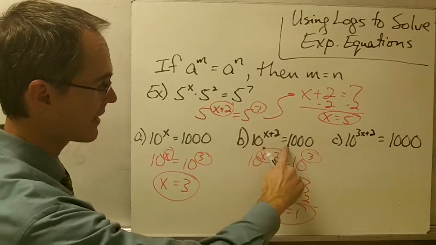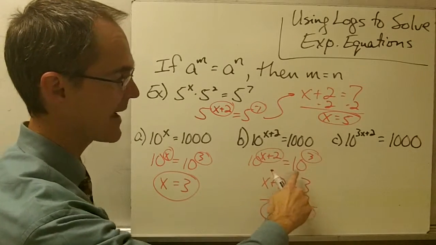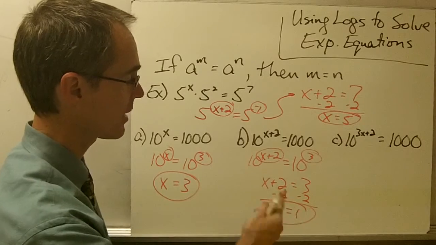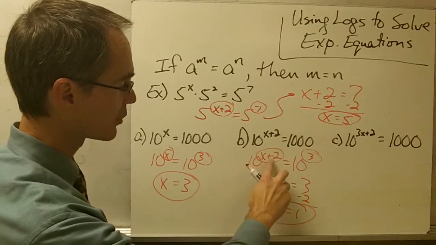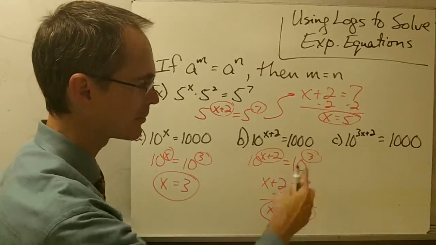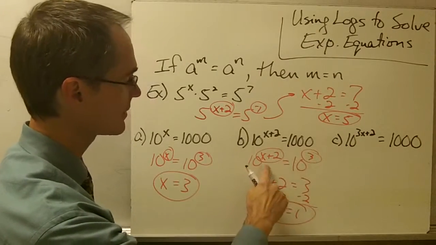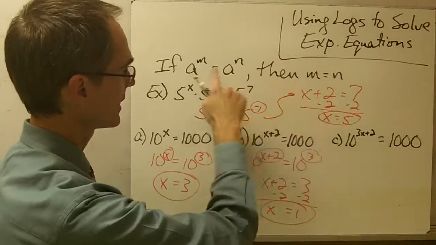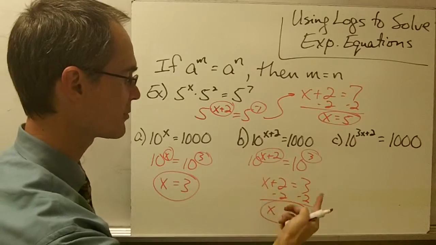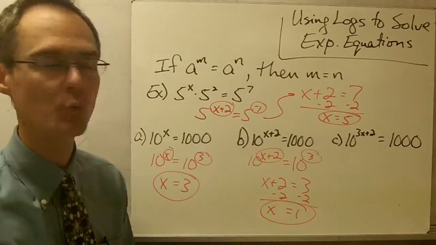So once again, I have 1,000 that I've written as a power of 10, 10 to the third power. So again, I have a number raised to a power equals that same number raised to a power, and I can set the exponents equal, just like using this rule up here. So I set the exponents equal to each other, and I get x equals 1.